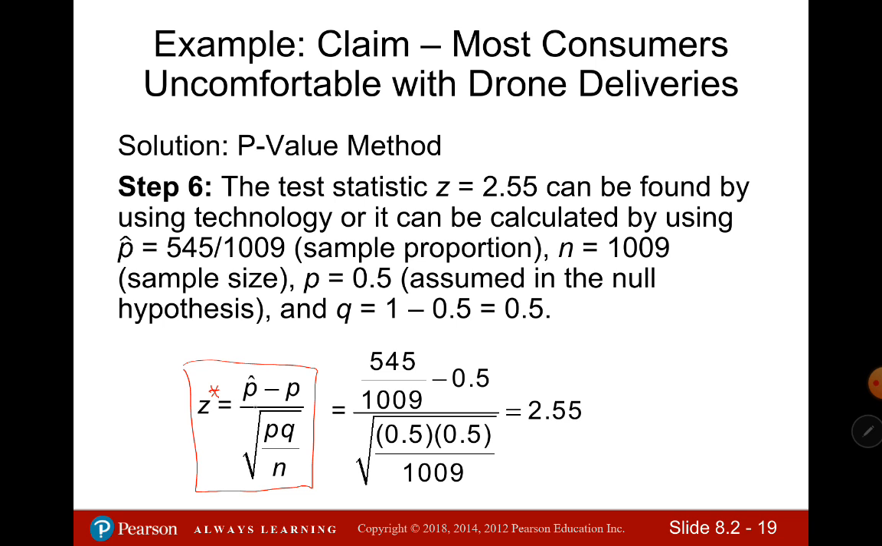So again, let's check the formula. P hat, of course, we know it's from the sample. So in this sample, we have 545 customers responded with not comfortable out of 1,009 customers. So the proportion from the sample is 545 divided by 1,009. So this is p hat.